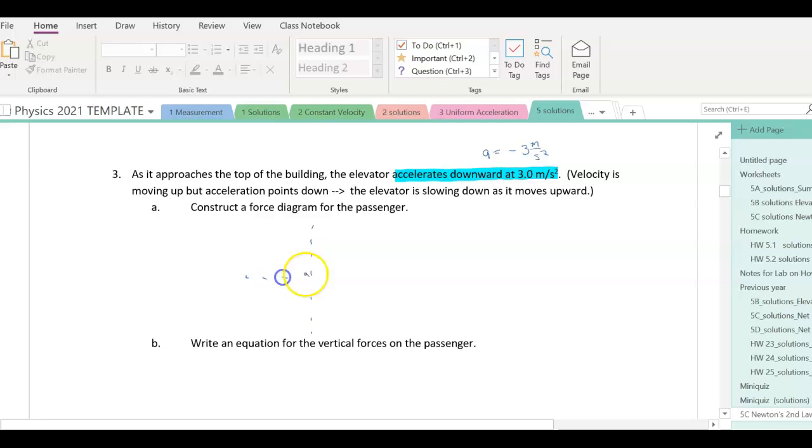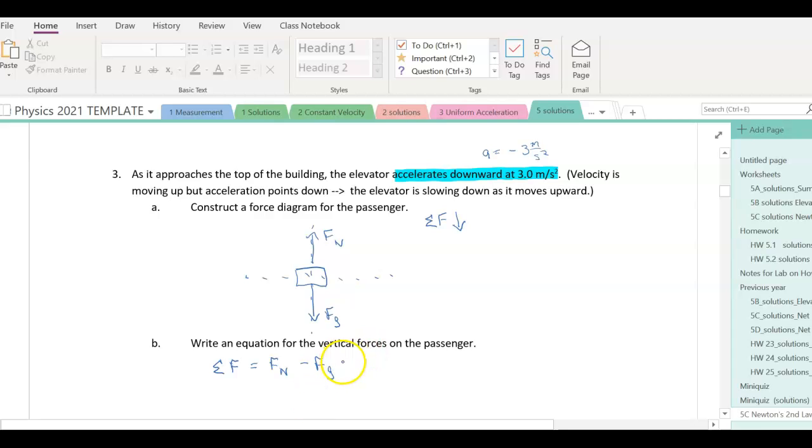Now our force diagram has not changed. This is still a man riding in the elevator, and so there's a gravitational force pulling him down, and there's a normal force supporting him. But since the acceleration is in the negative direction, I know the net force is also in the negative direction. If we wrote an equation for the vertical forces, I'm going to use the strategy that we just talked about and express net force in two different ways. First, I look at this force diagram, and I see that the net force is the normal force minus the force of gravity.